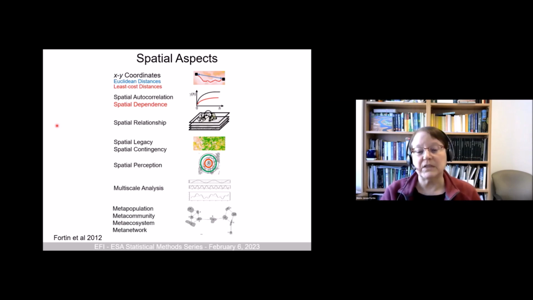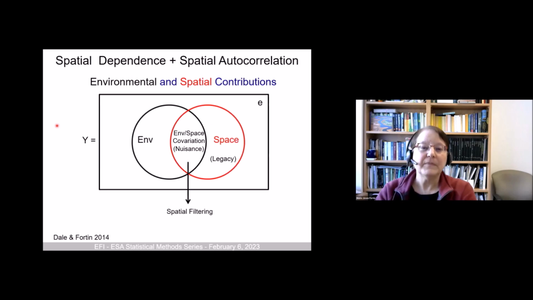And then there's all this kind of movement between patches: meta-population, meta-community, meta-ecosystem, or meta-network. So when we talk about spatial regression, maybe we are not considering all those aspects, or maybe they're all there, and we need to be aware of that.